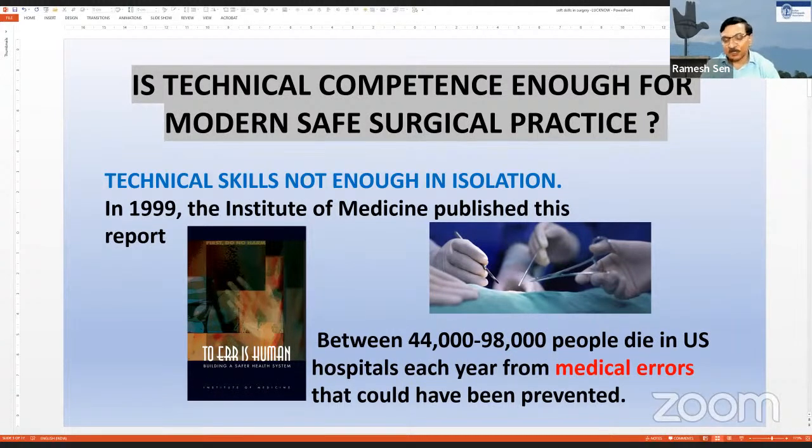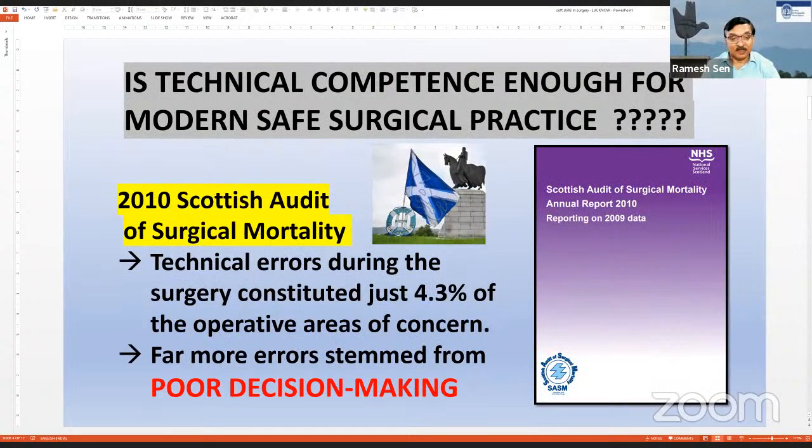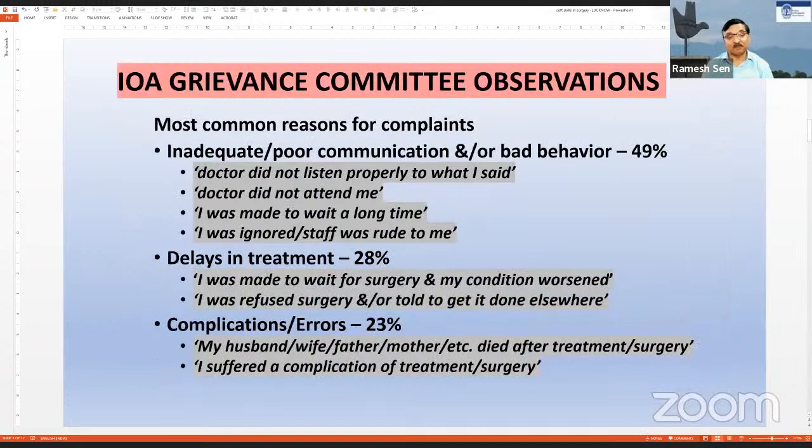It has been seen in the USA that every year 44,000 to 98,000 people die due to medical errors, and that is a very high figure. A similar observation was made in the Scottish audit, where they found that out of all the problems which come up, technical errors were just 4.3%. Far more errors came from poor decision making.